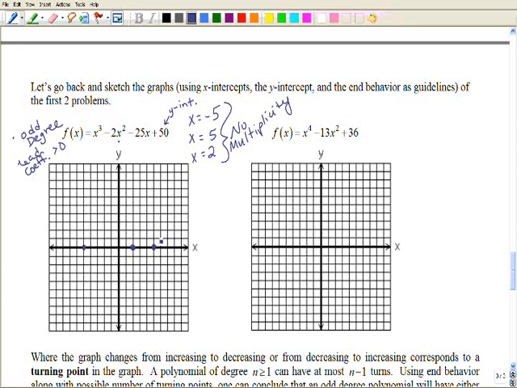Now let's consider the arrows. An odd degree means opposite arrows. Okay, odd degree means opposite arrows. And I can figure out the direction of the right arrow based upon my leading coefficient. Remember, if your leading coefficient is positive, then your right arrow goes up. So let's think of that first. The leading coefficient is positive, that means the right arrow goes up. Does not matter what the degree is. If the leading coefficient is positive, the right arrow goes up. Now, since the degree is odd, that means the left arrow will be opposite and it will go down.